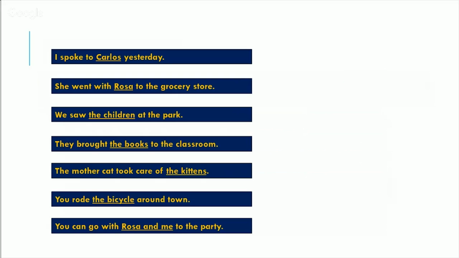So let's do number 1. If you want to put your answer on the chat, you can. I'm going to start putting the answers on the screen. But why don't you write these answers down in your notebooks, because I know everybody has their notebooks out. And if you want to type it on the chat to show me that you know it, you can also do that, right? So, I spoke to Carlos yesterday. Change that to an object pronoun. Let's change that to the object pronoun there.